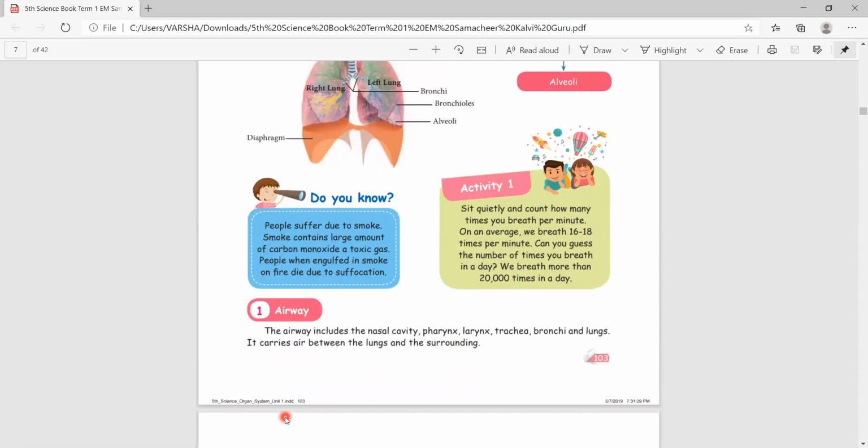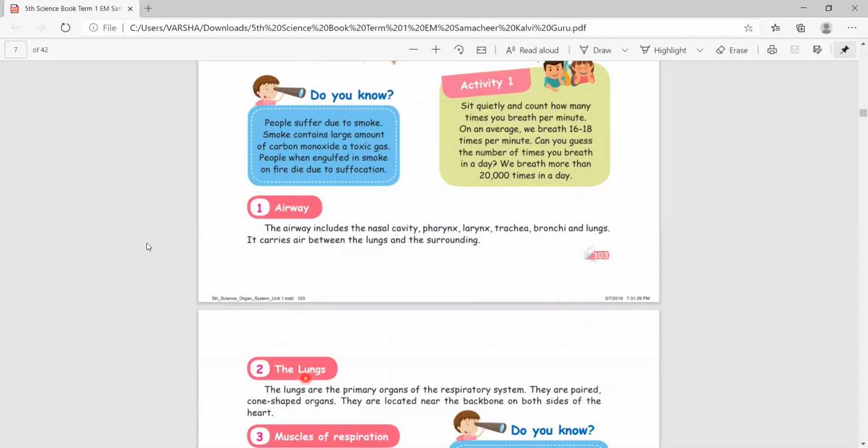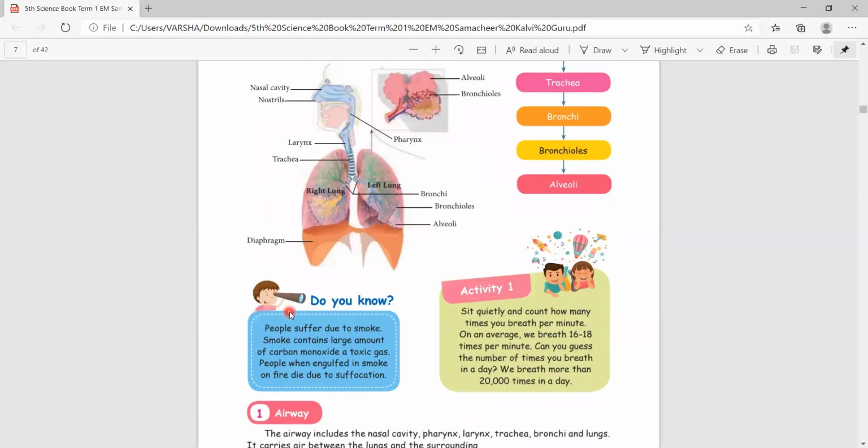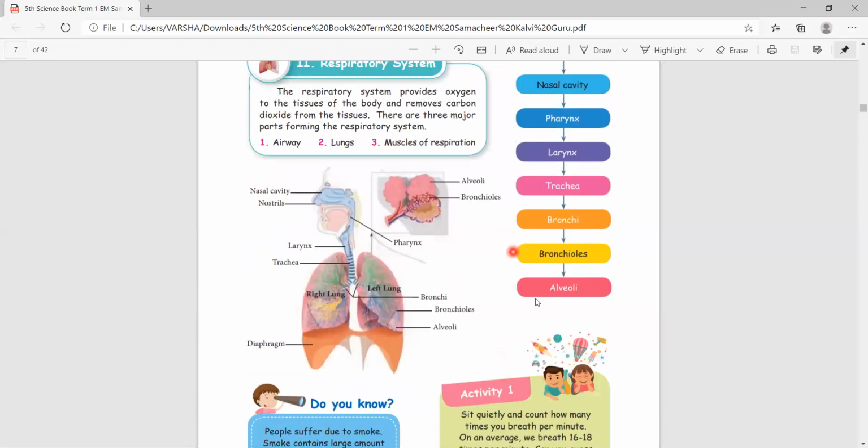Now, come, we can see the airways. What are airways? The airways include the nasal cavity, pharynx, larynx, trachea, bronchi, and lungs. These are the parts the airway contains, and it carries air between the lungs and the surroundings.